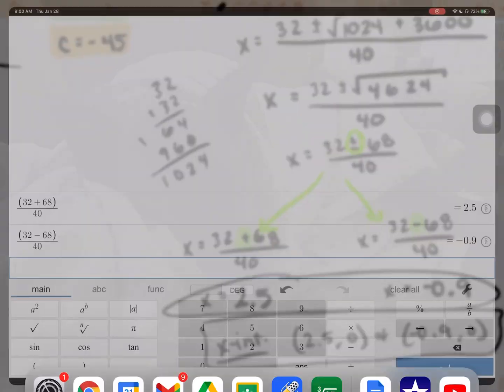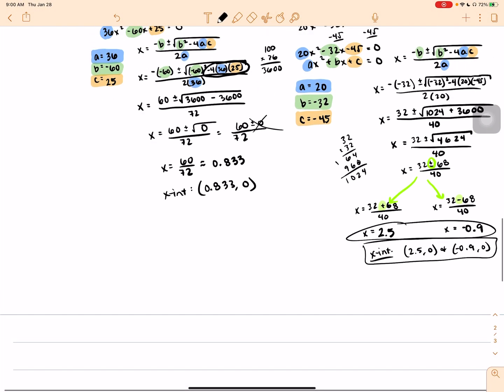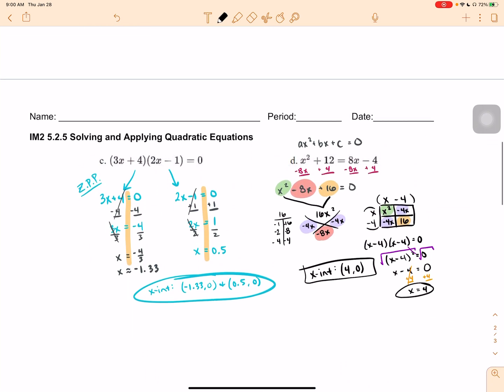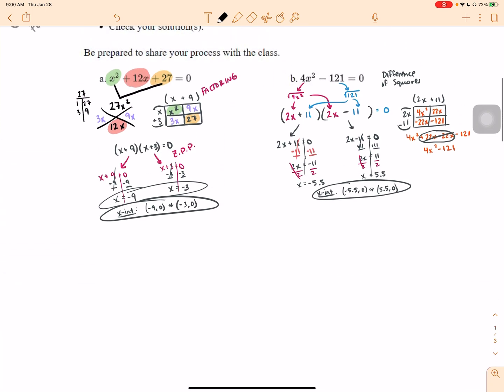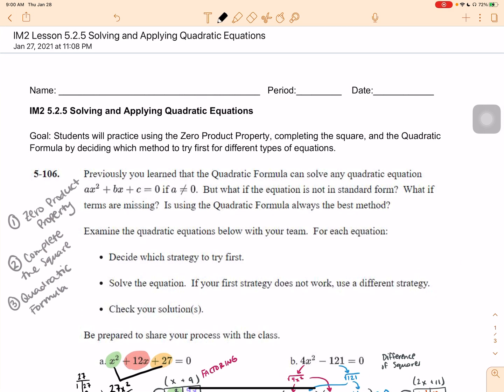So I believe that is it. Let me just, yep, okay, good. I wrote down the right answer. Yes, I believe that is the last one. Yep. So hopefully this helped you just review strategies. We did not complete the square on any of these because we just didn't need to. So these worked out pretty nicely. Definitely review all three strategies no matter what though. They're all very important.